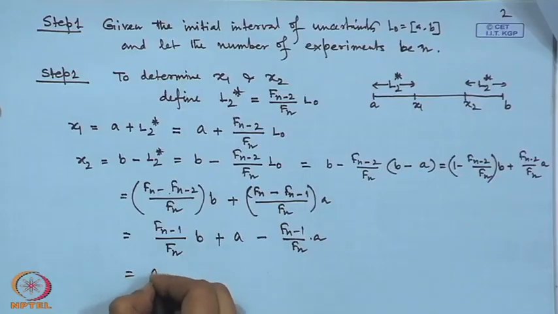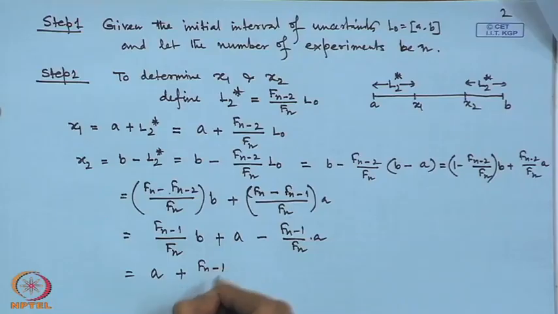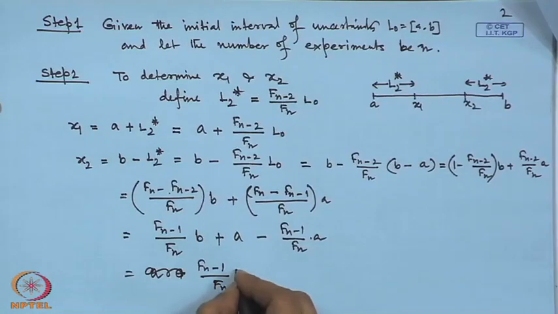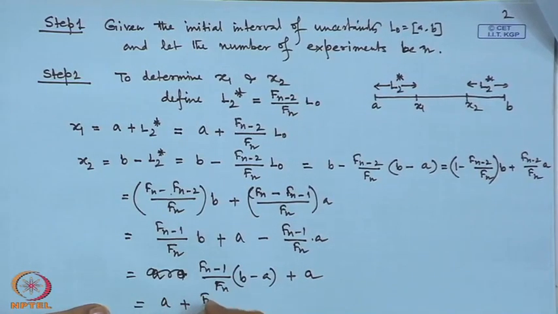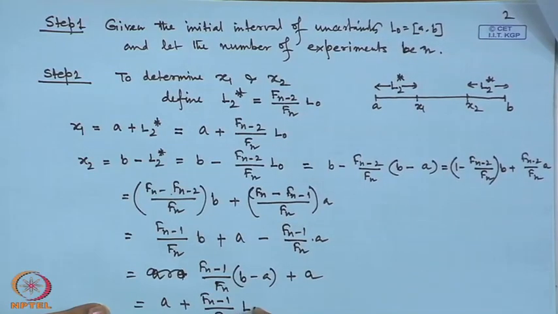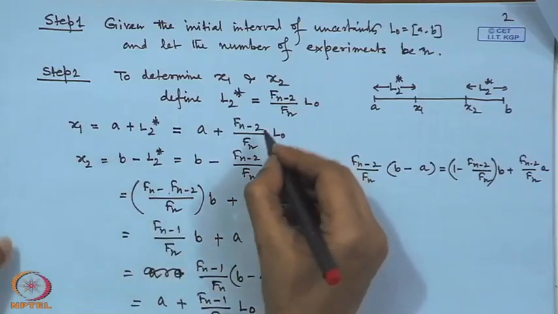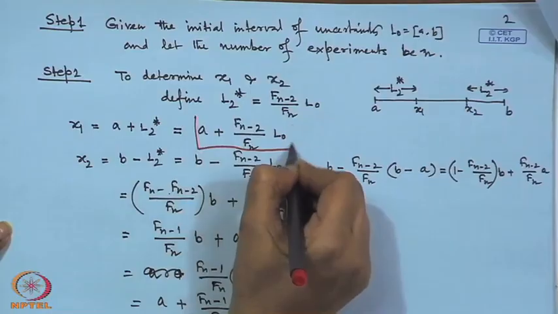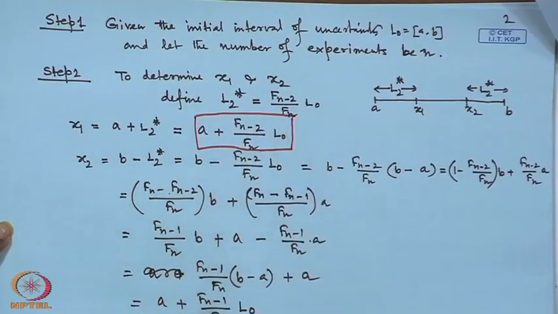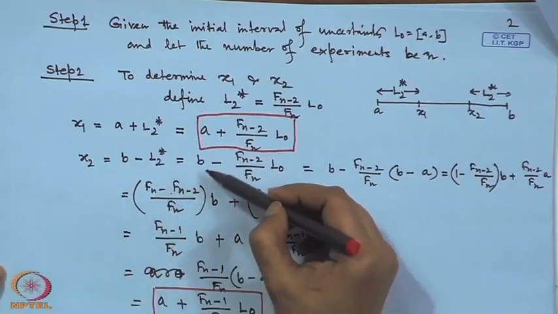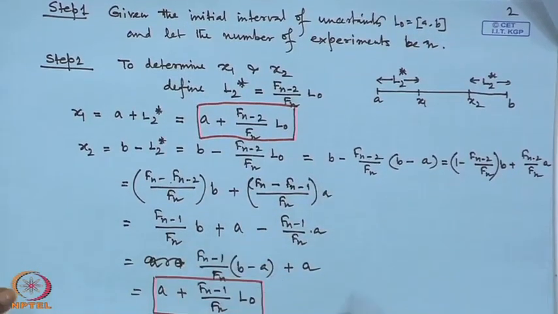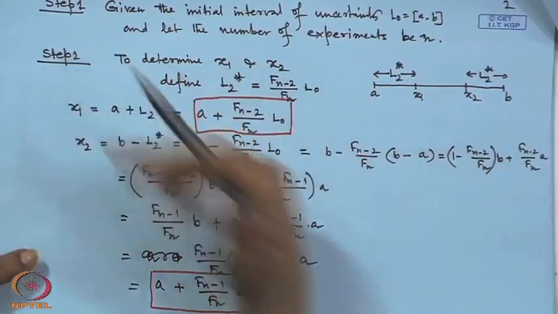Thus, we are getting A plus Fn minus 1 by Fn into B minus A, that is, A plus Fn minus 1 by Fn L0. Just look at the other form of x1 and x2. This is my x1, A plus Fn minus 1 by Fn L0, and x2 is A plus Fn minus 1 by Fn L0. In another way we can say this is B minus Fn minus 2 by Fn L0. These are the forms of x1 and x2 respectively.